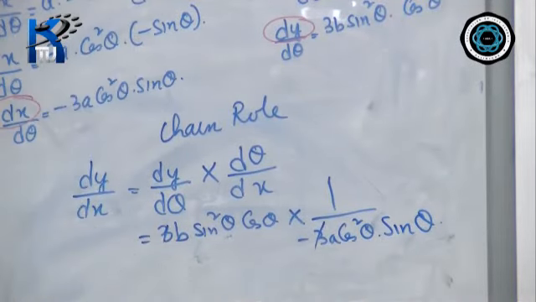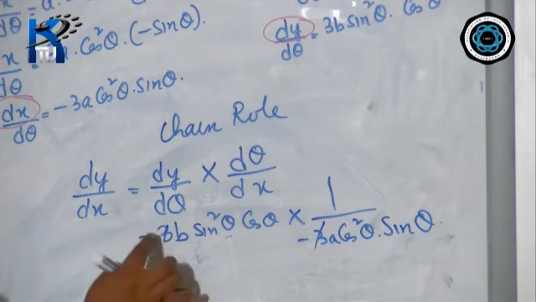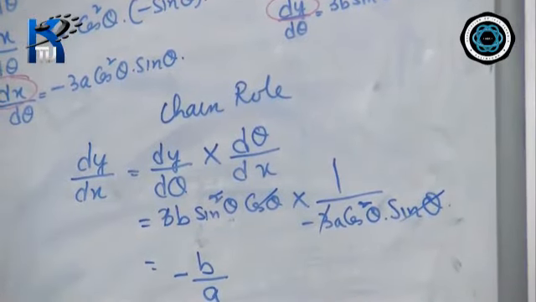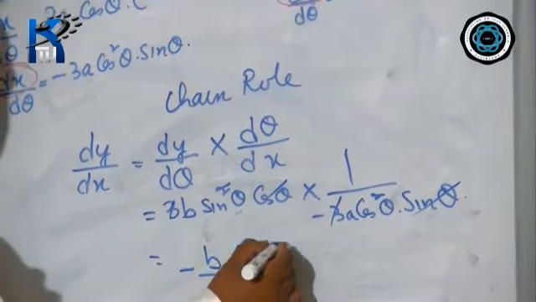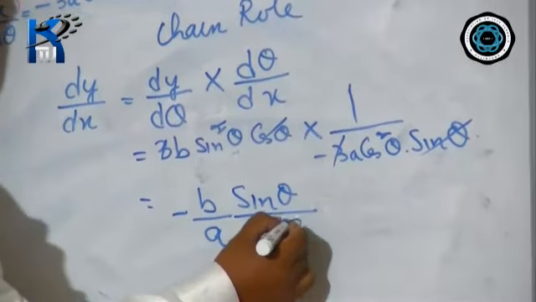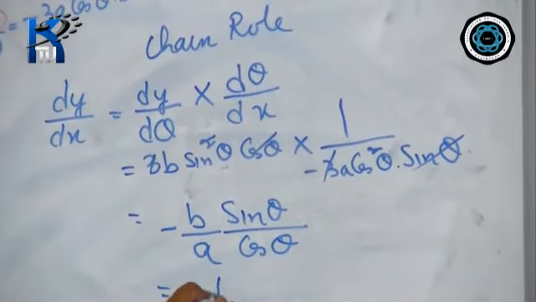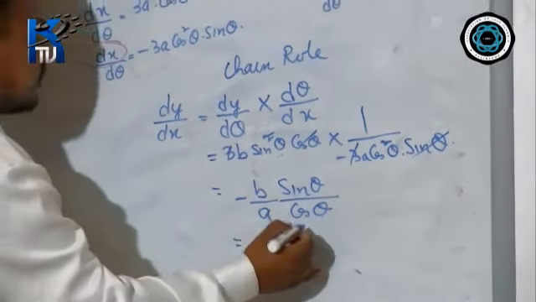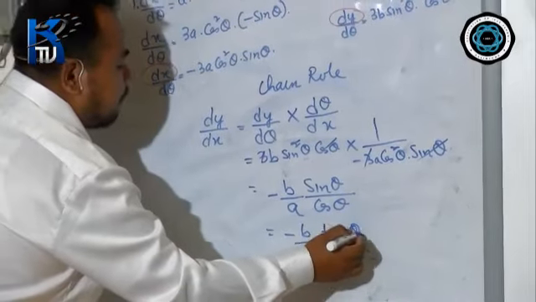So 3 and 3 get cancelled. Plus into minus is minus. B by a is a constant. Sine and sine get cancelled, and cos and cos also get cancelled. So in the numerator, sine theta is left, and in the denominator, cos theta is left. So your final answer is minus b by a into sine theta by cos theta, which is nothing but tan theta.